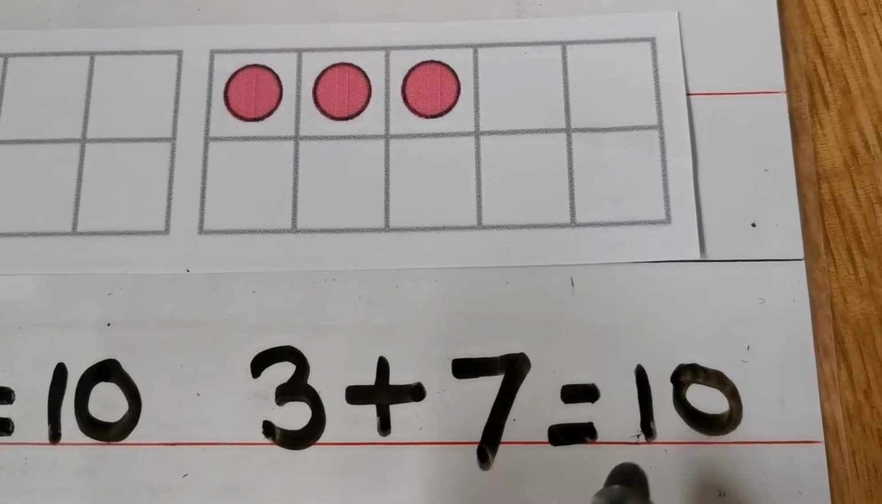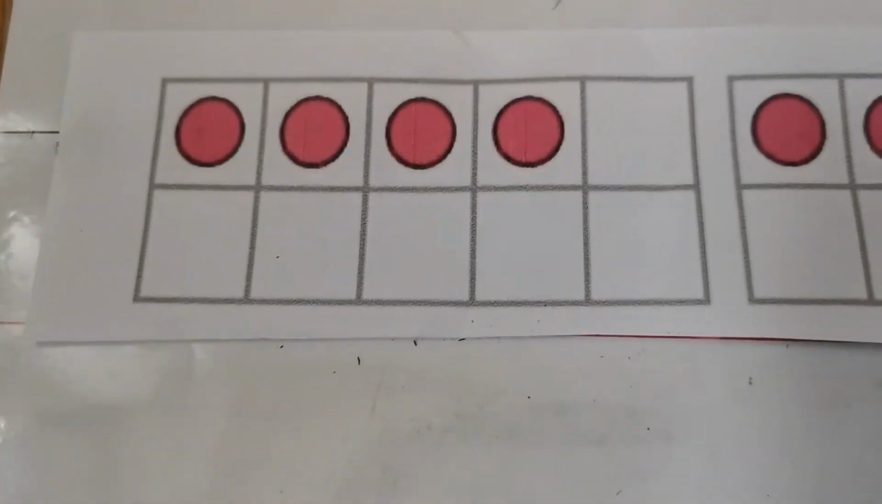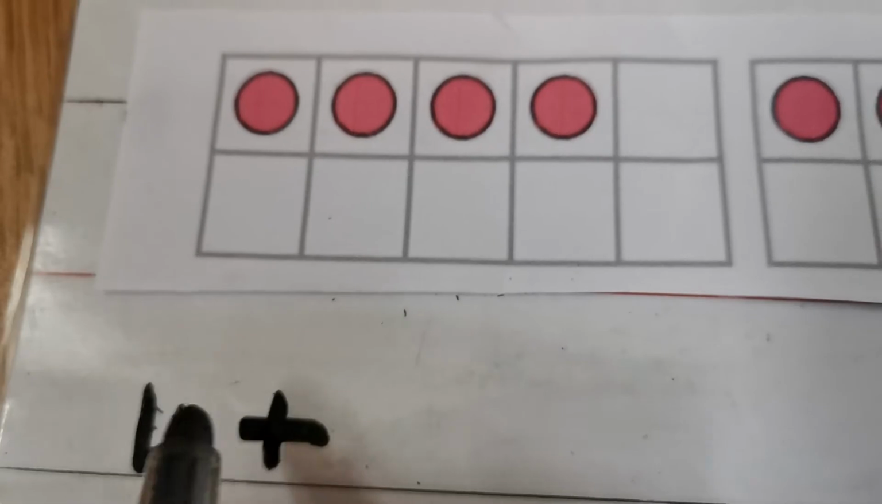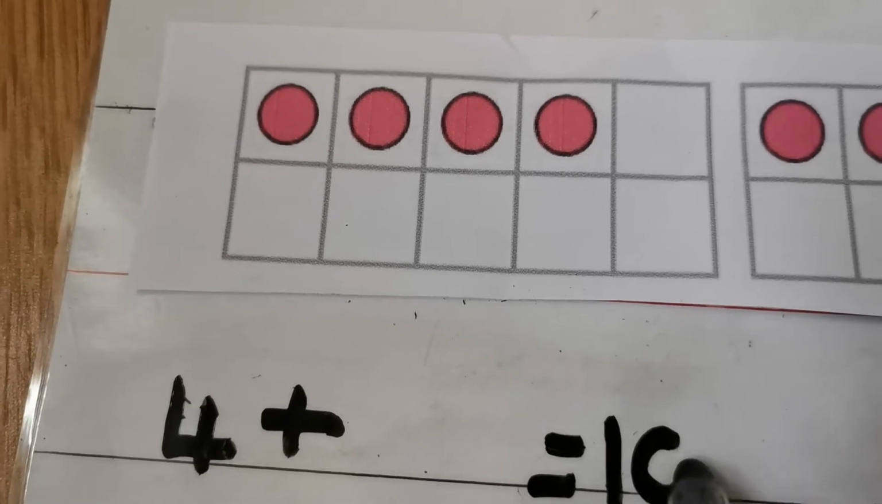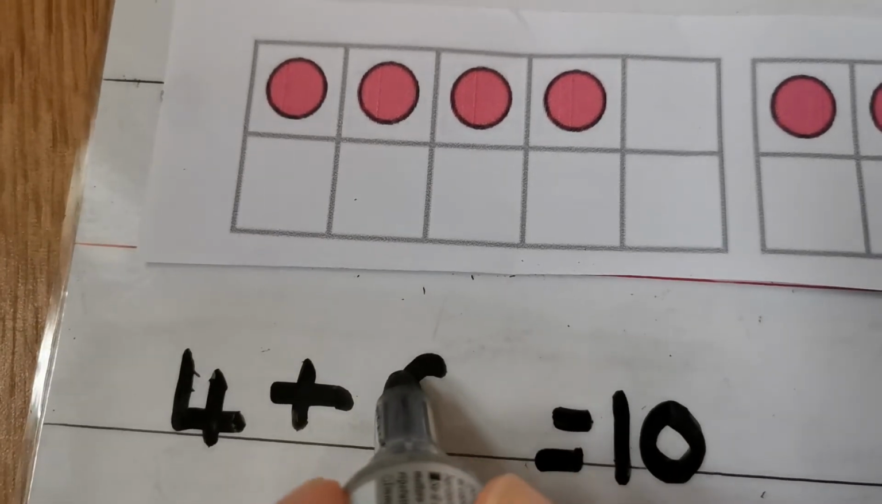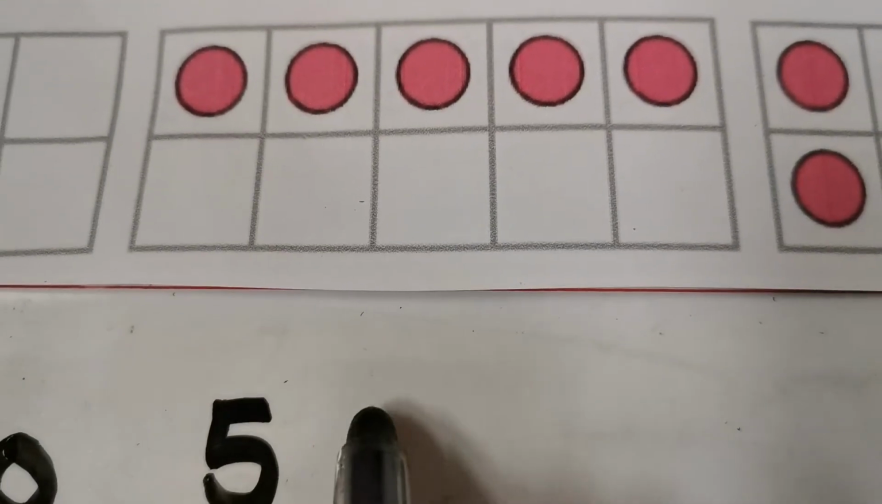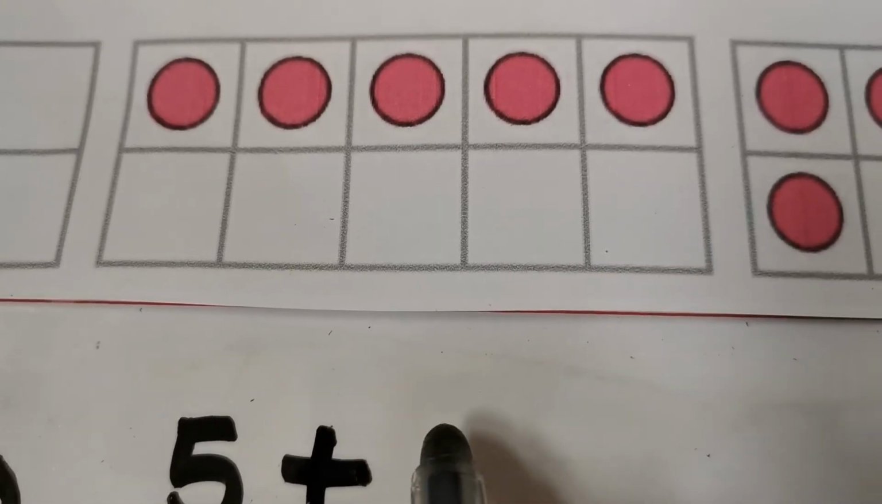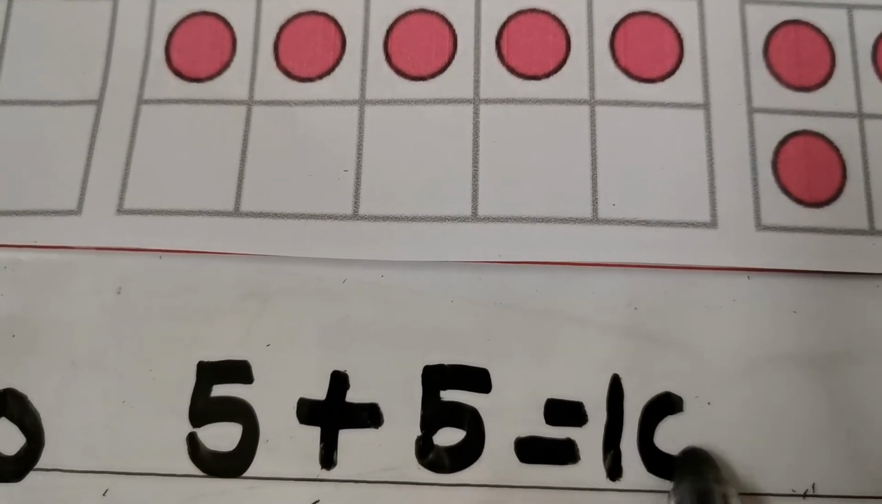Okay, what number is going to be next? After 3? Oh, that's right, it's 4. So I'm going to write 4. Add, what number is missing to make 10? How many blank squares are there on the tens frame? That's right, there are 6. 4 add 6 equals 10. Now, the next one, after 4 comes 5. So we've got 5 counters on there. How many blank ones? 5 add 5 equals 10. I think everyone knows that one, don't they?